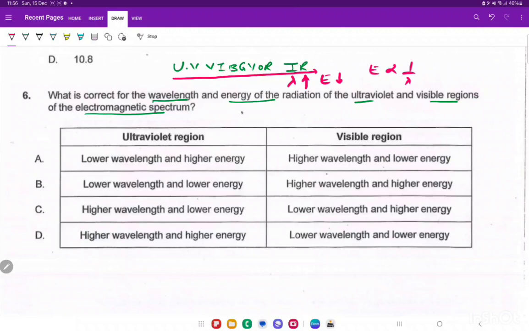It means UV will have lower lambda and higher energy as compared to the visible region. This is my visible region. It will have higher lambda and lower energy. So the answer is lower wavelength and higher energy for UV, higher wavelength and lower energy for visible. That should be the answer. Answer is A.